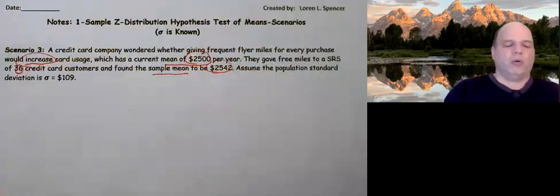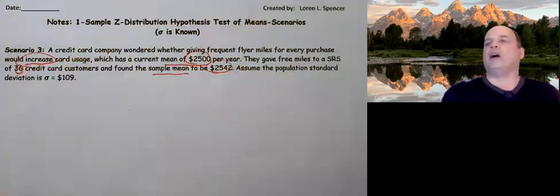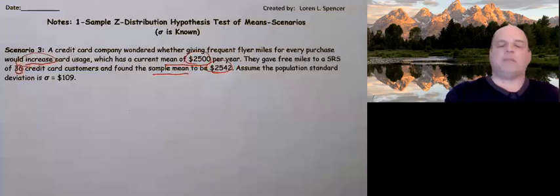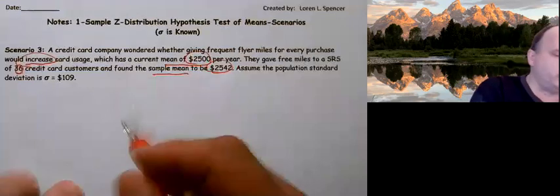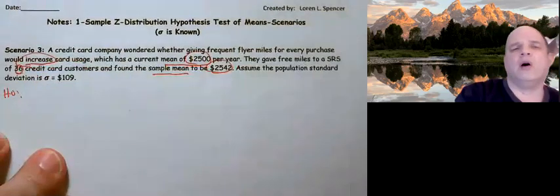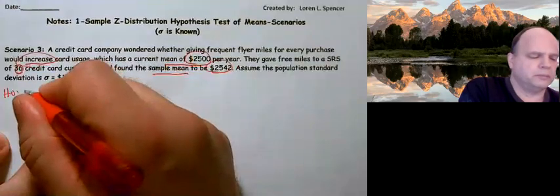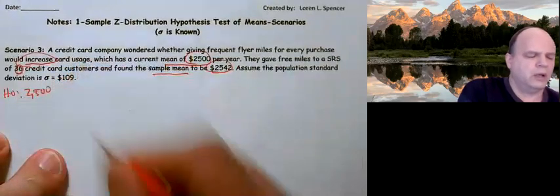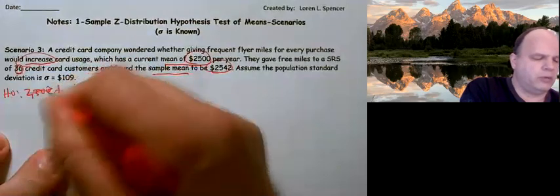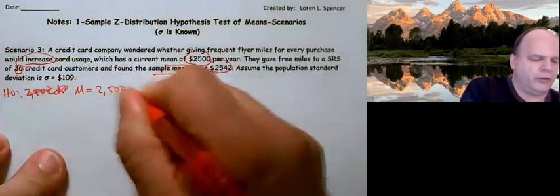Okay, so what do we have? What is our initial claim? What is the status quo? In the long run, what have things measured? Well, the amount of credit card usage, which is what we're interested in, has been over time about $2,500 a year. So the null hypothesis is mu equals $2,500.